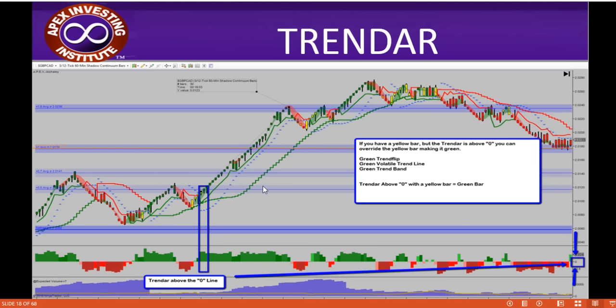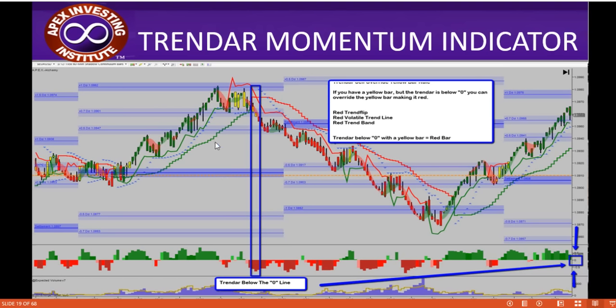And then either the bar color also has to match the color, or the trend-R has to match the color. So you need 4 out of the 5 indicators to line up. But the trend flip, trend line, and trend band have to line up. From there, it can either be the bar color or the trend-R that can be your 4th indicator and make it a valid entry. Okay? Pretty easy. Let's look at a short example.